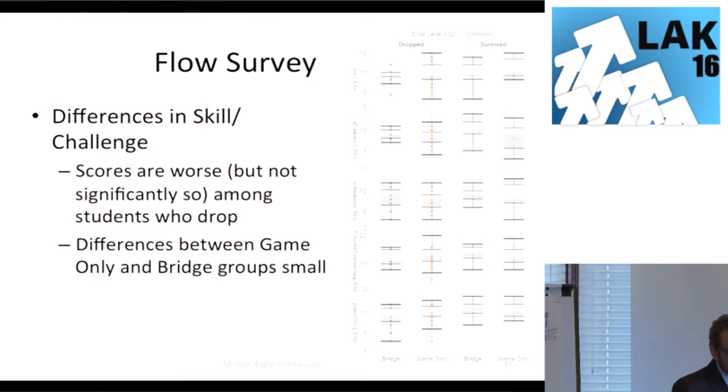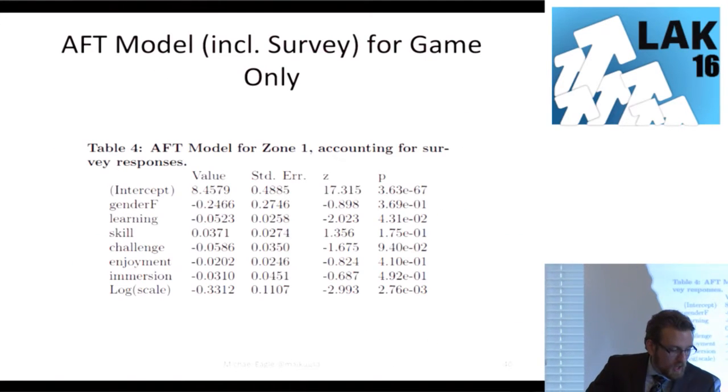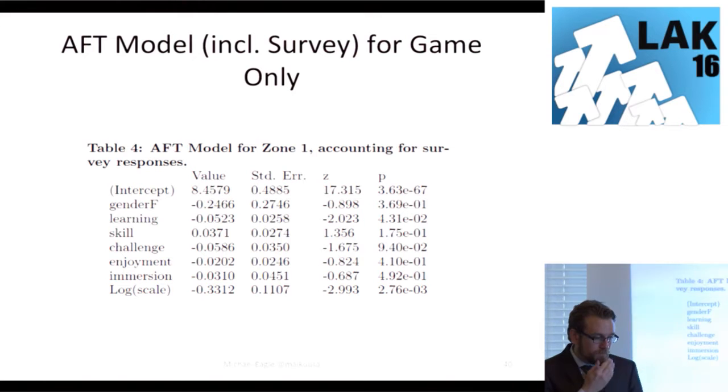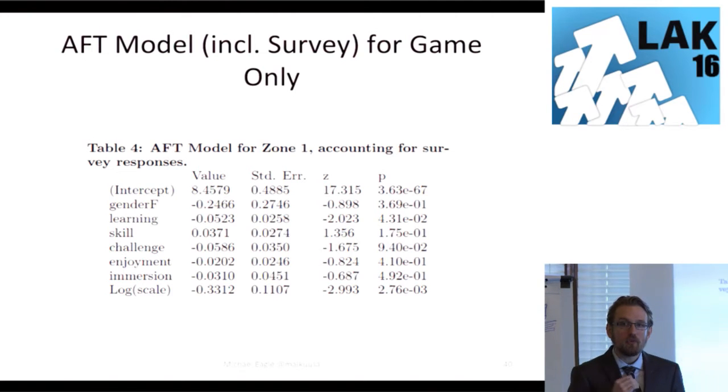So the very last thing is we did do a flow survey, what we call a flow survey. We were just looking at differences between the skill and challenge scores, which were not terribly different between the two groups, but we did notice some difference in perceived learning between the two groups, as well as perceived challenge. People in the game-only group tended to rate themselves higher on their skill, and said that the game was easier than students who were in the bridge group.